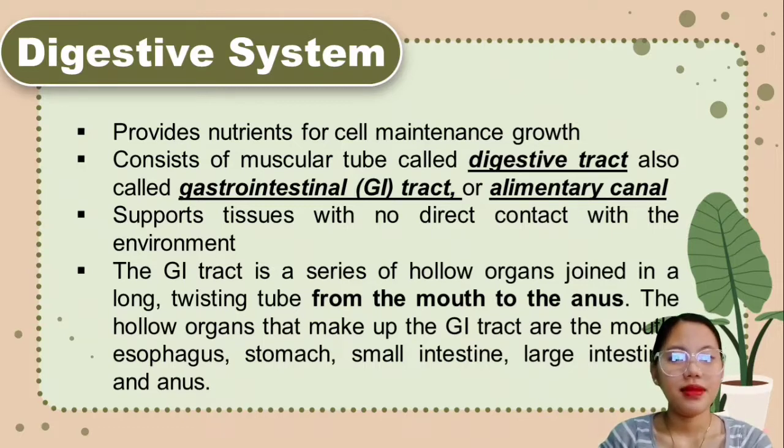The digestive system breaks down food into nutrients such as carbohydrates, fats, and proteins. They can be absorbed into the bloodstream so the body can use them for energy, growth, and repair. Unused materials are discarded as feces.